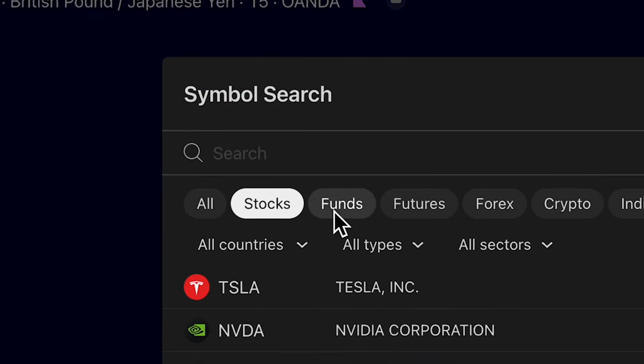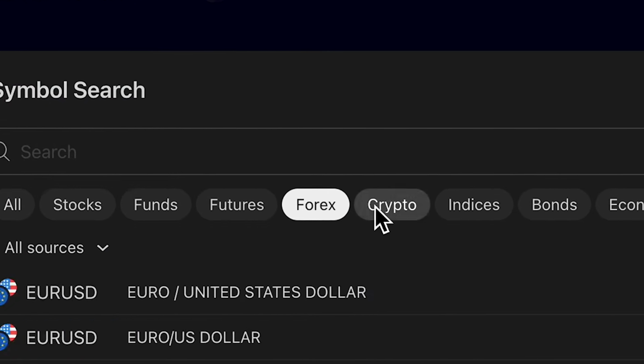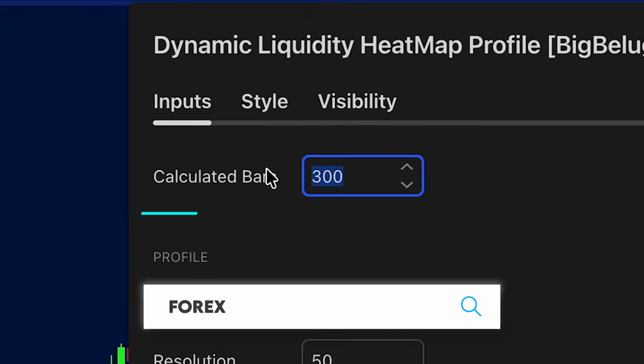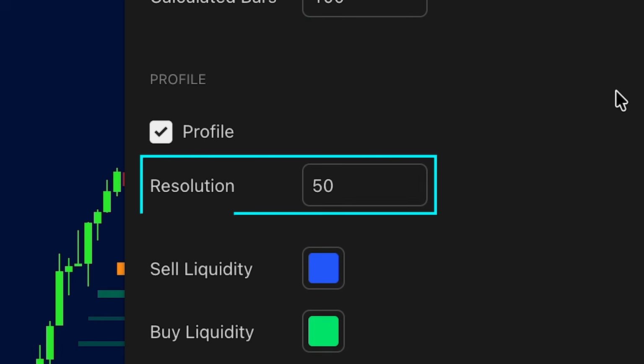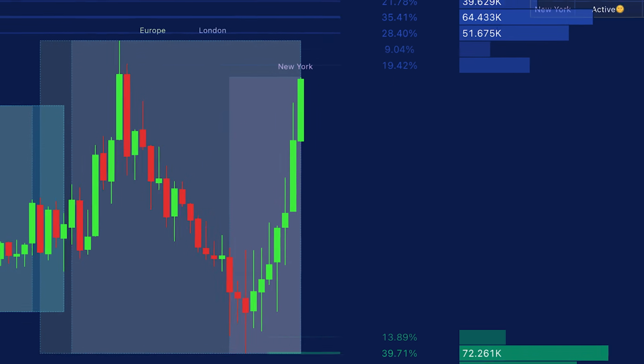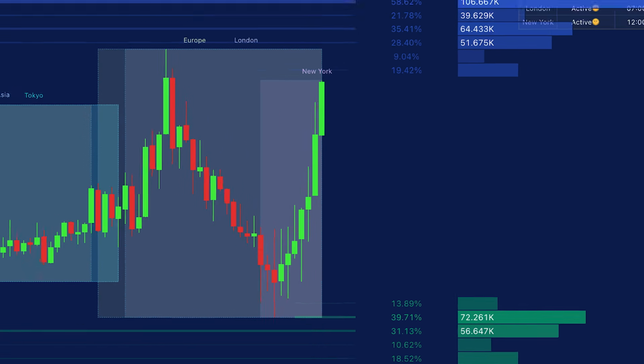Now, these strategies only work their best when you've got the perfect settings for your market. For forex pairs, set look back to 100 and bins to 50. Focus on major session overlap when institutional flow is most active and sweep setups are cleanest.